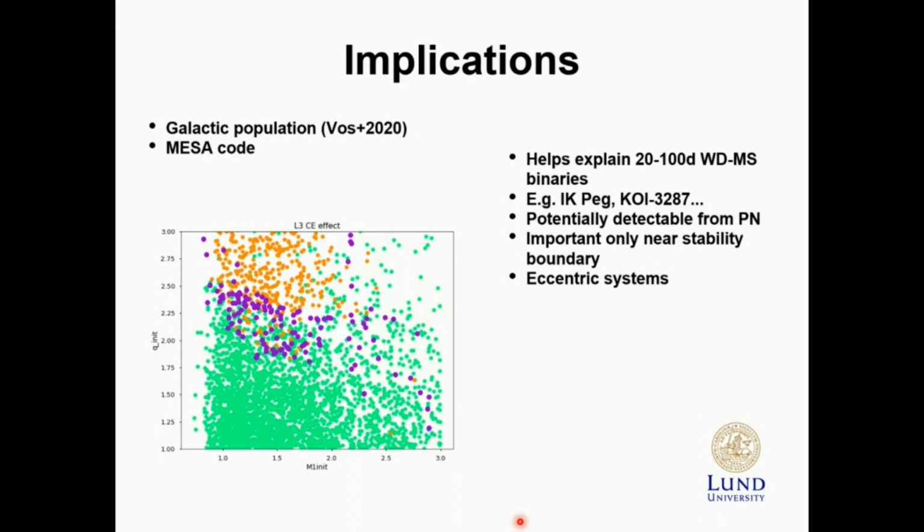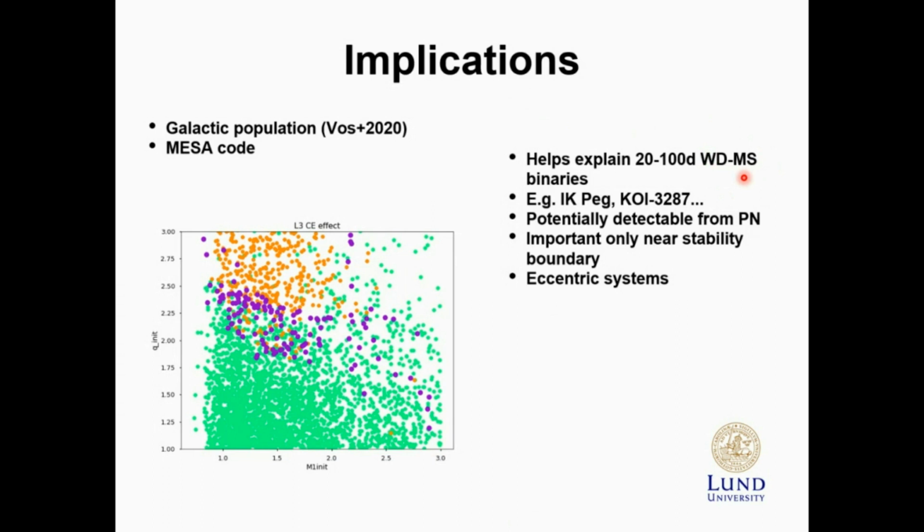And we have evolved quite a large set of binaries through this MESA code with the L3 mass transfer turned on. And by evolving that, we basically see that this L3 mass transfer, or accounting for it, helps us explain the existence of so-called white dwarf main sequence star binaries, wherein white dwarfs are remnants of red giants, and main sequence stars are their companions, which have stripped the envelopes off from the red giants.